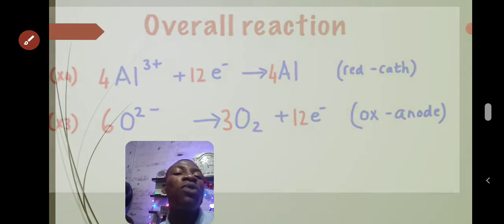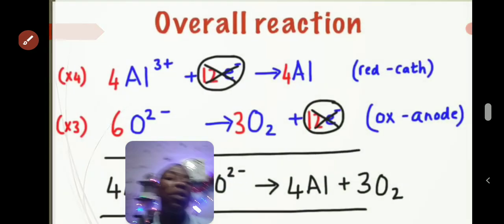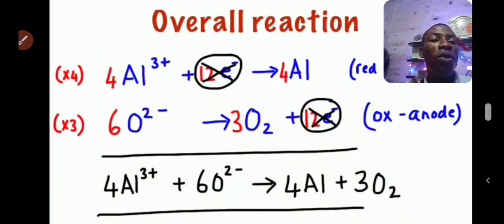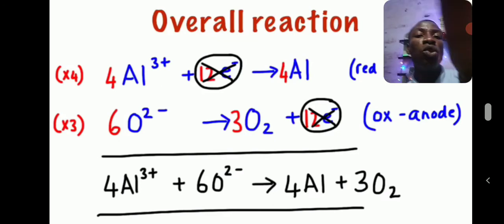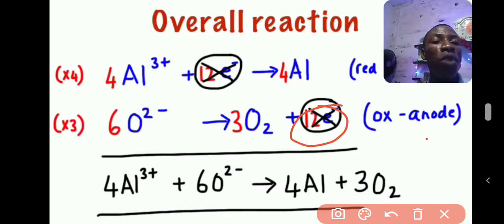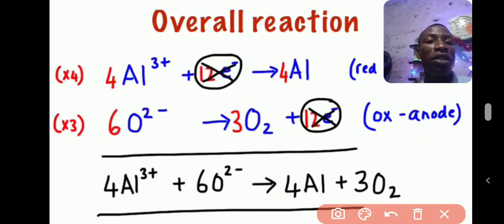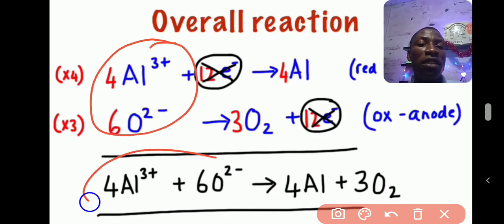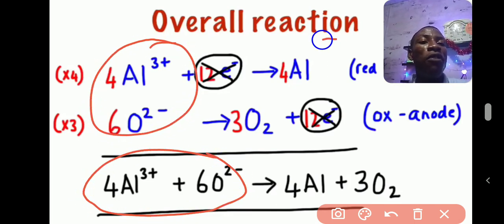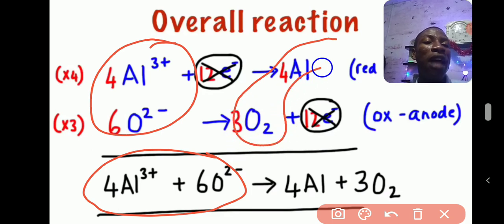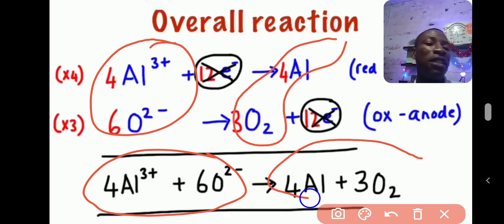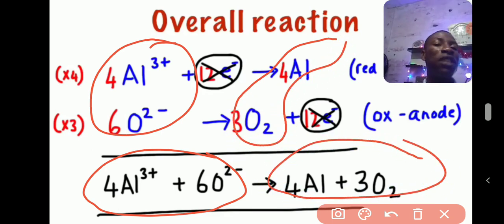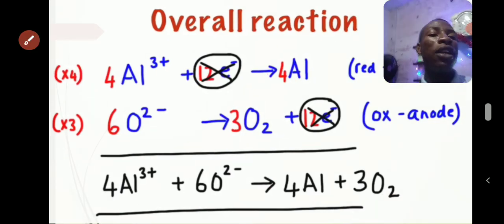So when they cancel out, you add up the remaining. When the electrons cancel out, you can add up the reactants and the products to give you your overall equation. So you see this 4 aluminium and 6 oxide are the reactants, then 4 aluminium metal and 3 oxygen gas at the product side. So that will be our overall equation.